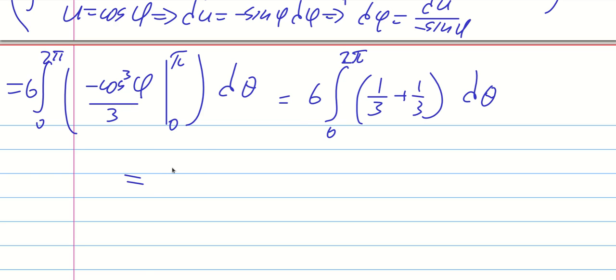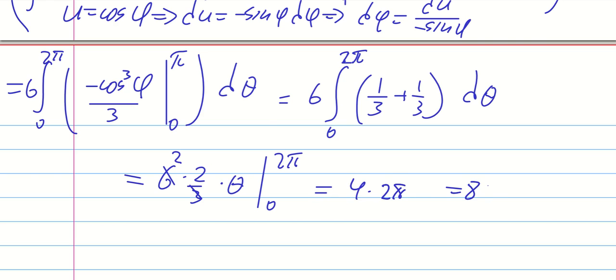And so we have 6 times 2/3 times theta evaluated from 0 to 2 pi. So 6 and 3 will give us 2, and we have 4 times 2 pi minus 0, which is 8 pi.